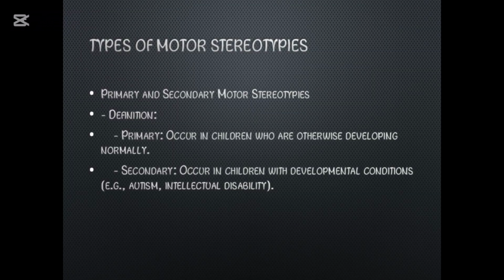Types of motor stereotypies. Stereotypies are subdivided into two groups: primary and secondary, depending on the existence of other behavioral or neurological findings. Primary motor stereotypies occur in children who are otherwise developing normally, and this can be a source of concern for parents. While secondary motor stereotypies occur in children with developmental conditions, for example, autism, intellectual disability, etc., and these are often associated with underlying neurological or developmental disorders.